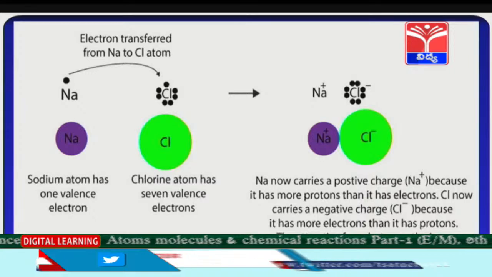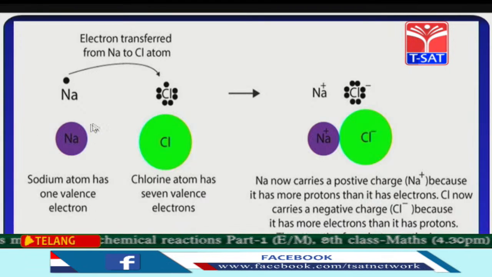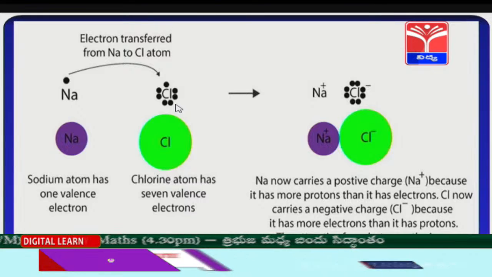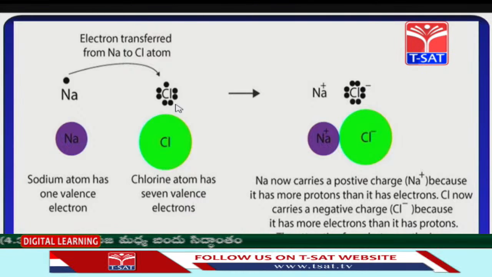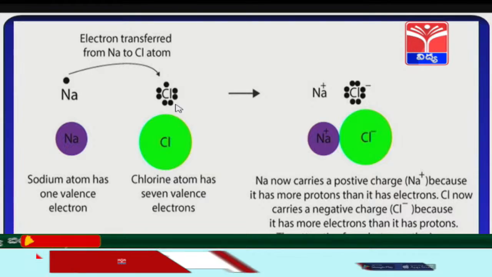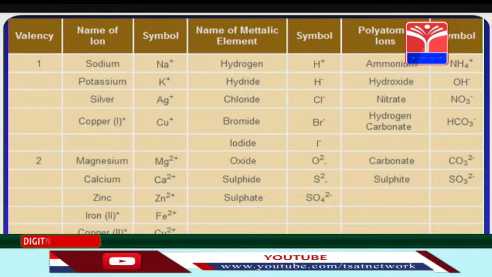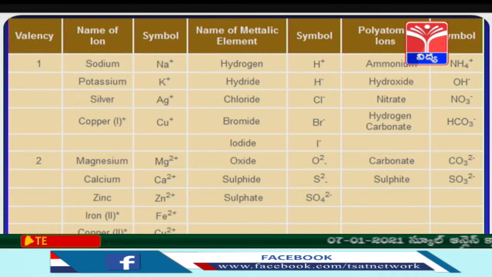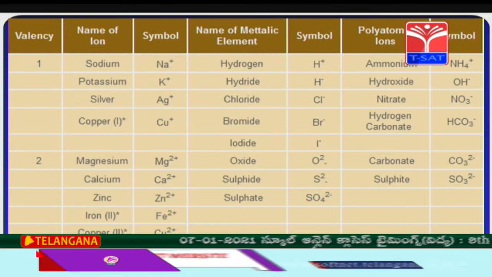So, look at this example, children. Sodium has lost one electron and forms a positively charged sodium ion, and chlorine has gained one electron forming a negatively charged chloride ion. So, these are all the examples of ions, children. Look at your textbook and please learn how to write the symbols of these ions.